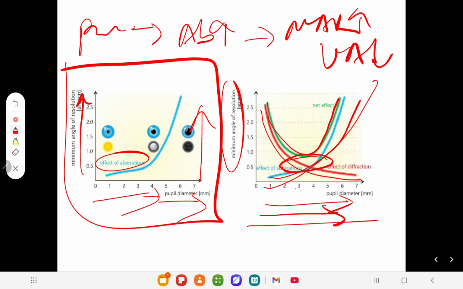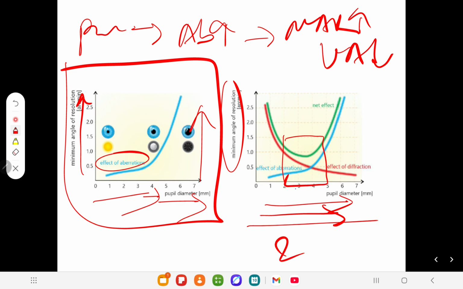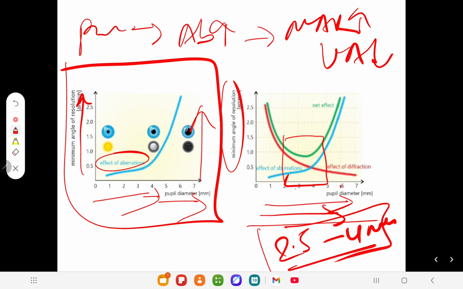So the net effect is this. It's always better to have a net effect something like that. That's why you will see in your book that a 2.5 to 4 mm pupil is better, because they balance both. Okay, this is the case. Just pause the video and look at this graph and understand it by yourself.